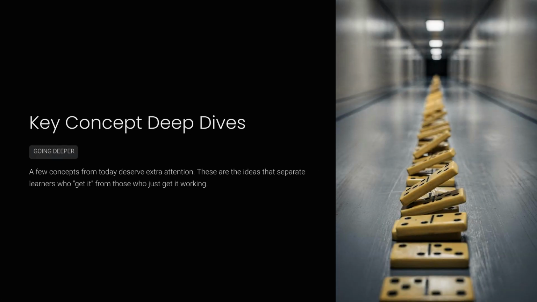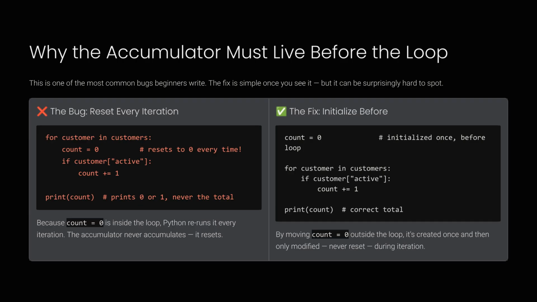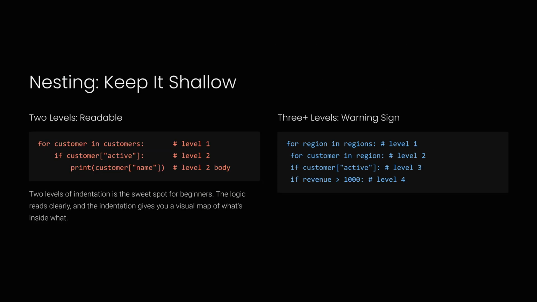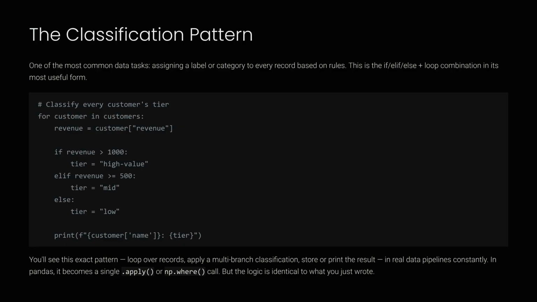Let's deep dive into key concepts. Mastering these will help you move beyond just making code work to writing truly clean and efficient data logic. Remember, always initialize your accumulators outside the loop. Placing them inside resets your count every iteration, which is a classic bug that ruins your results. Watch your nesting levels. Aim for shallow code with at most 2 levels of indentation. If you find yourself nesting deeper, it's a sign to simplify your logic.